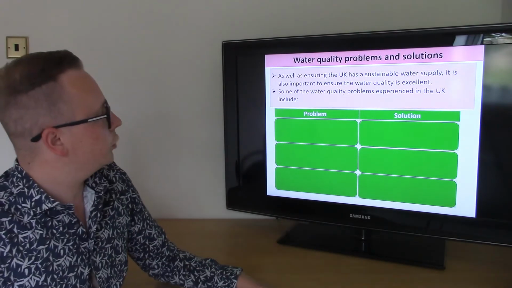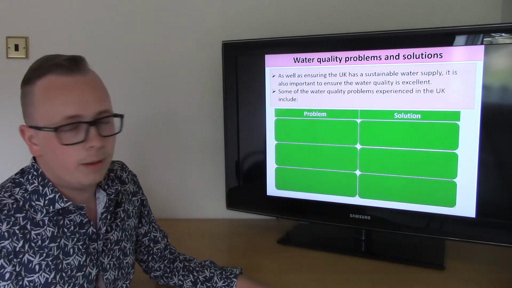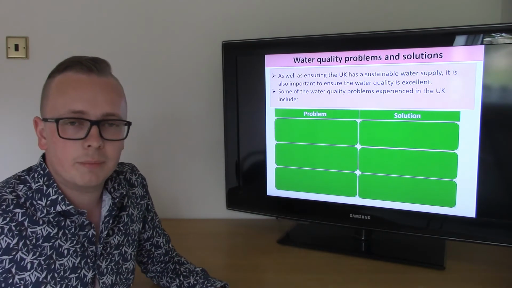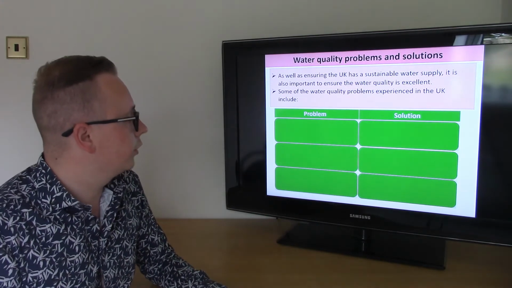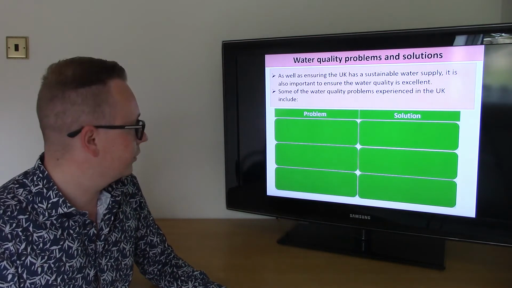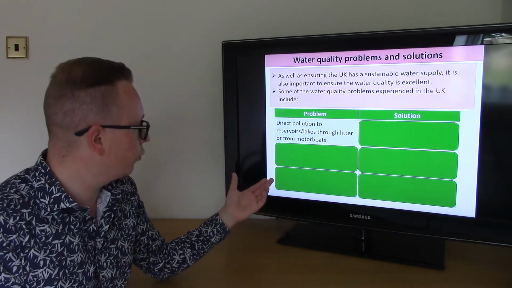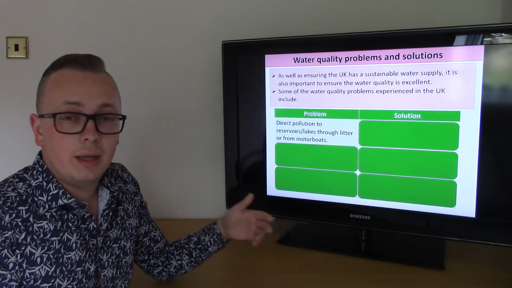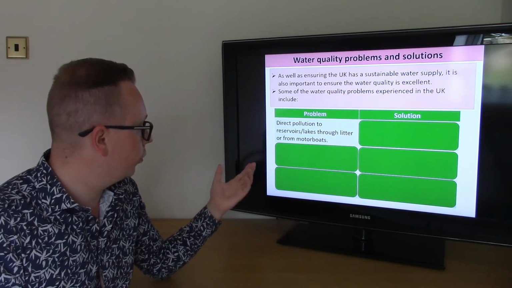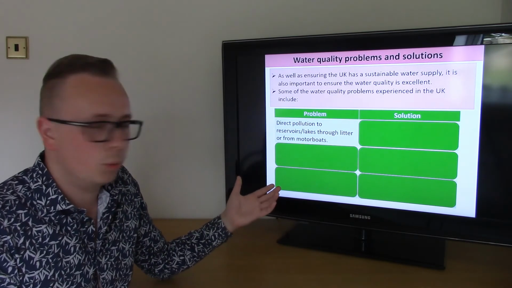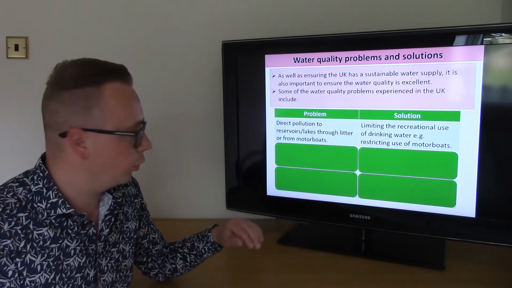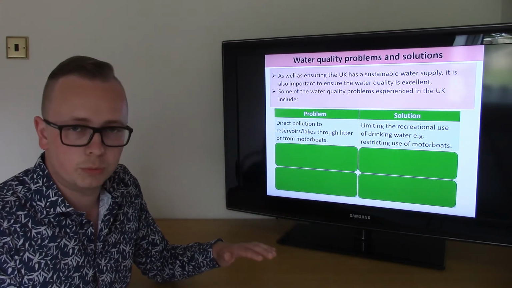And then finally, just to touch upon water quality in the UK. As well as ensuring that we've got a sustainable water supply, the Environment Agency helps to monitor the quality of our water to ensure it is kept to high standards. So some of the problems with our water is direct pollution to our reservoirs. That could be through littering, a lot of people visit reservoirs, but also through people using boats on these water bodies. Well, we need to limit the recreational use of those drinking water sources, particularly restricting use of motorboats on those water sources.